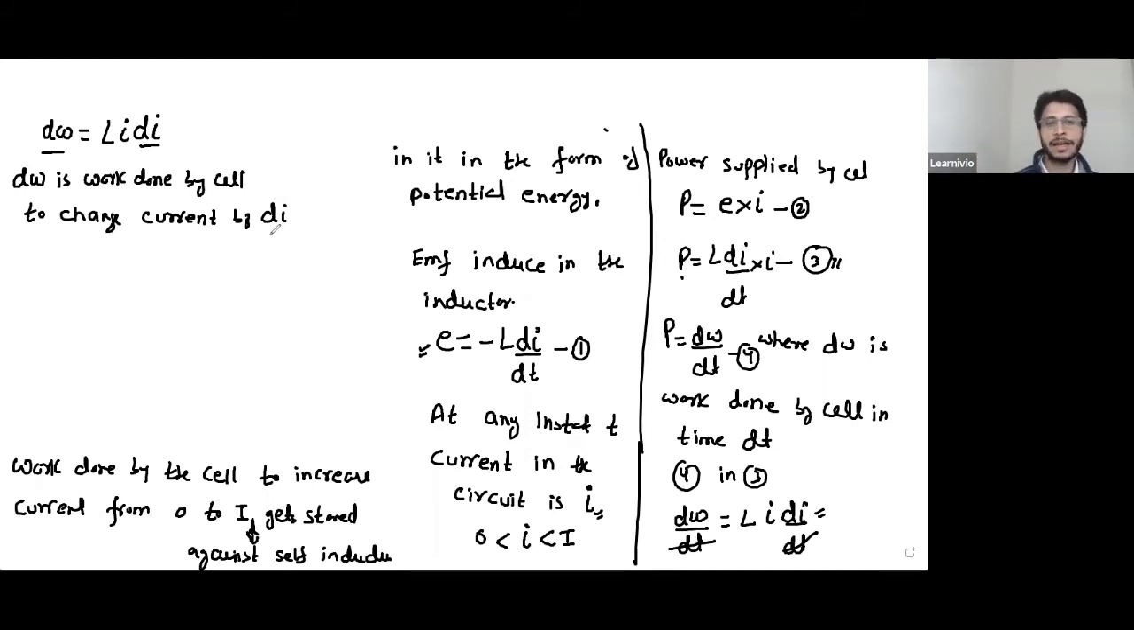So if I say that current becomes constant, then the work done by the cell will become zero. The cell will do work only to change current. So this is the work done by the cell to change current by di. But I need the total work done. Fatma, what is the initial and the final value of the current? Fatma, first, initial and the final value of current.